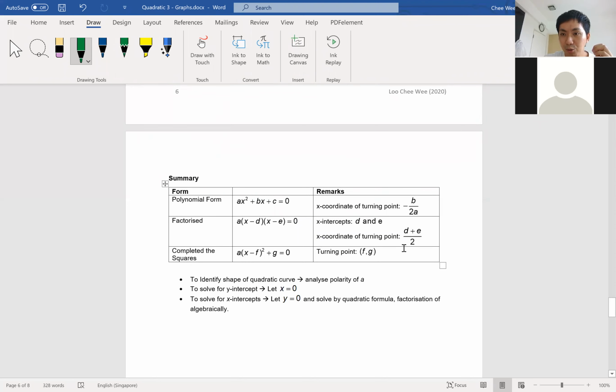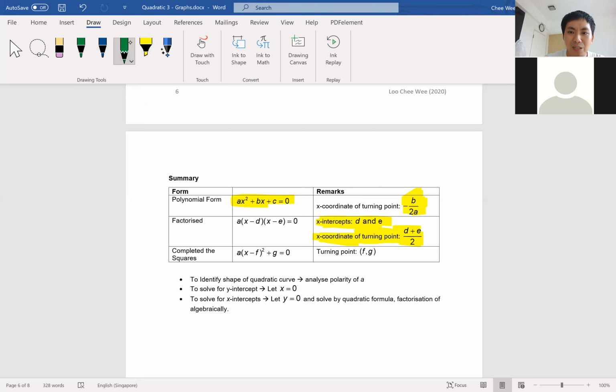Okay. And you must also couple it with the x and y intercepts to solve for whatever you need to solve for, of course. So even for the factorized form, there are some hidden benefits. If you have two distinct x-intercepts, the turning point is the midpoint, which is the line of symmetry. When you have a polynomial form, you can use this formula right away, actually.